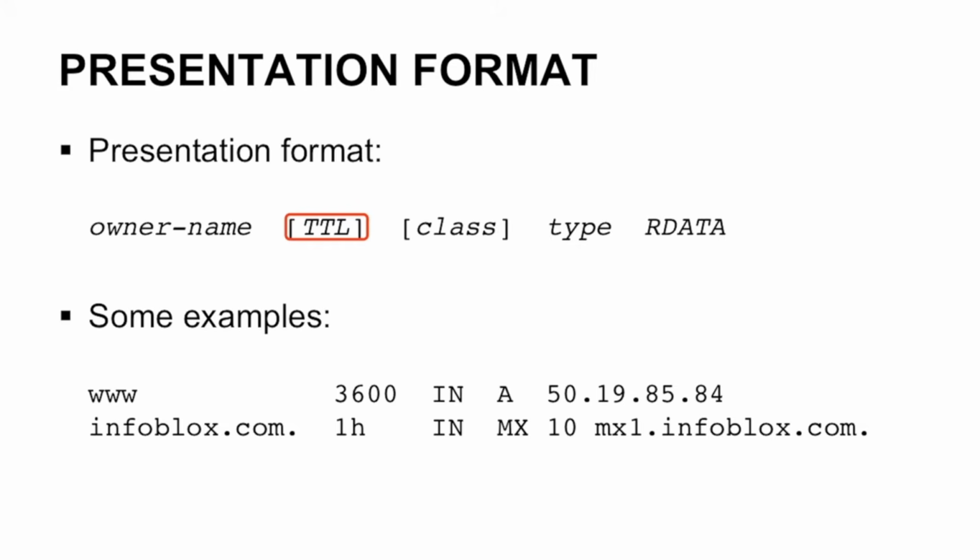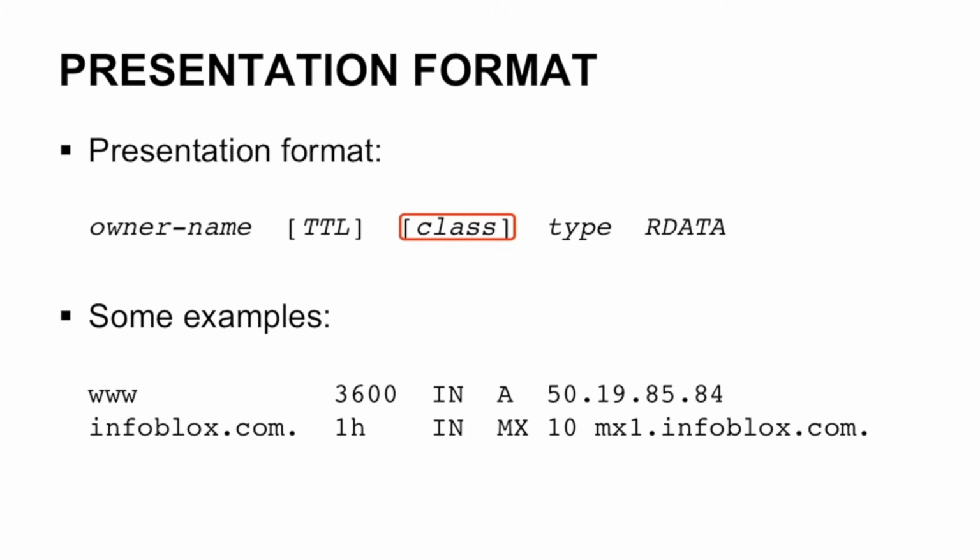TTL is natively an integer number of seconds, but most name servers let you use scaled values, such as 1H for 1 hour, or 10M for 10 minutes, or even 1H 30M for 1 hour and 30 minutes. Values are commonly minutes or hours, but for some types of records, you'll even see days. If an explicit TTL isn't included, the record gets a default TTL. After the optional TTL comes another optional field, class. Class, as I said before, is almost always IN for Internet, so that's the default.